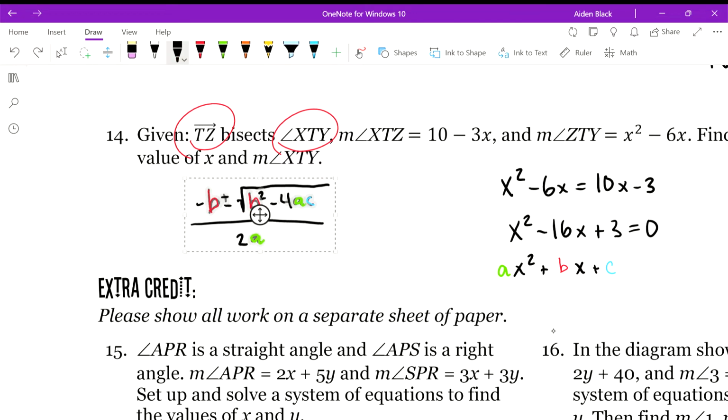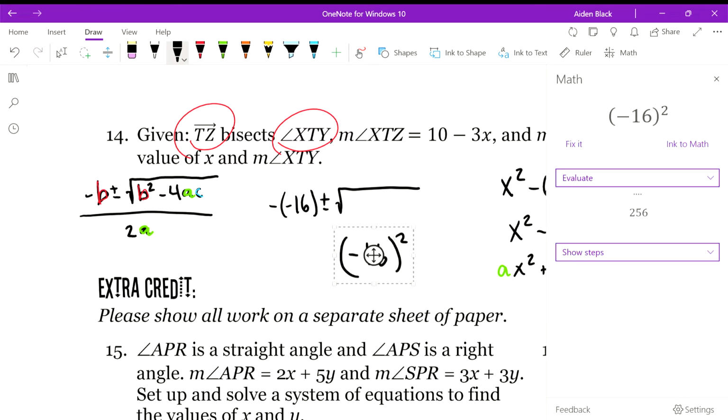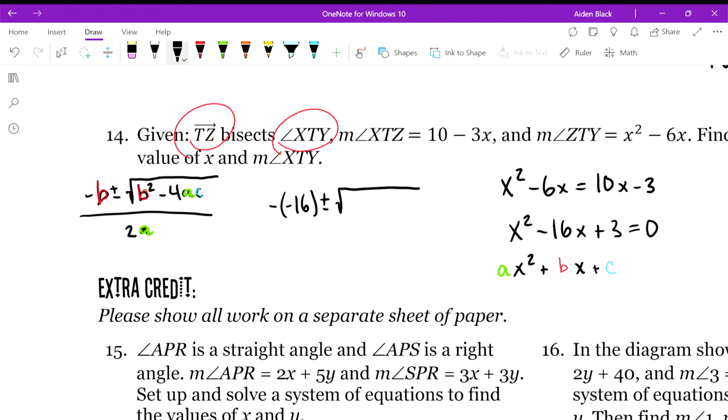So let me move this aside. We have negative negative 16, which is 16, plus or minus the square root of b squared, so that's negative 16 squared. I forget what that is. 256? Yeah, 256. Okay, so we have 256 minus 4 times a, which is 1, times c, which is 3. So let's put 4 times 3. All over 2 times a, which is just 2.